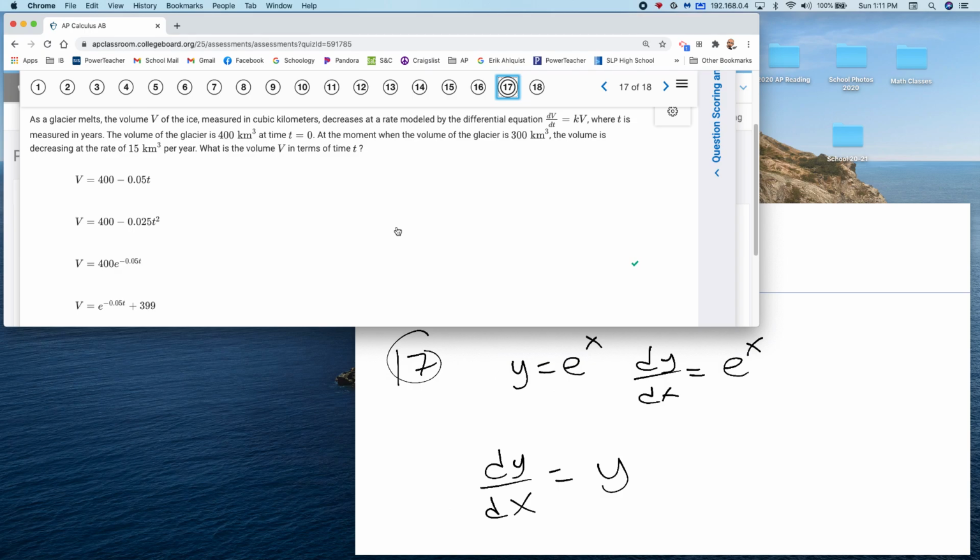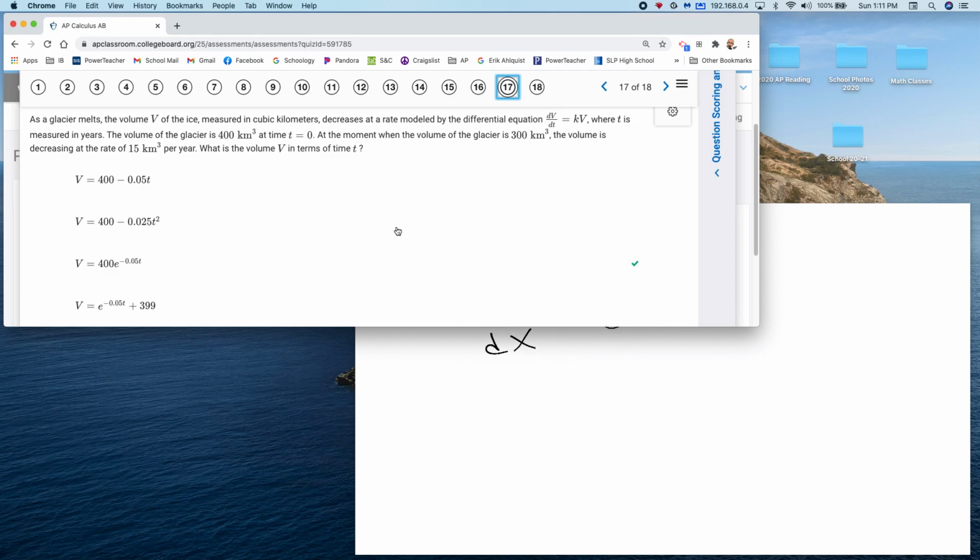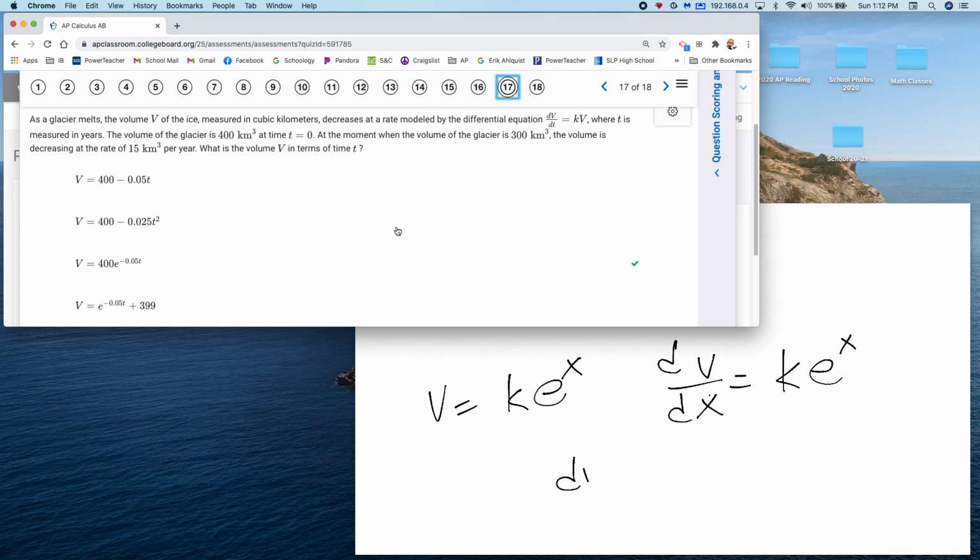So if you look at this, there may be a constant in there. So what if I said v is equal to some constant times e to the x, then dv/dx is going to be that constant times e to the x. Well, notice that in that case, dv/dx is equal to e to the x, or sorry, is equal to v.